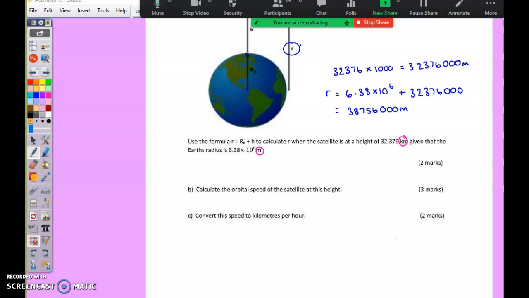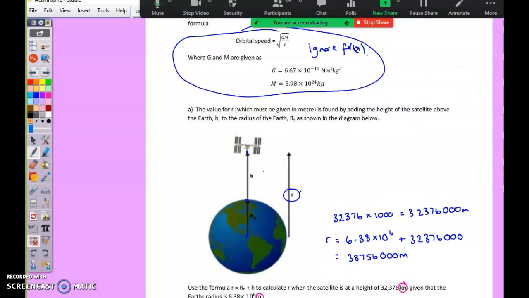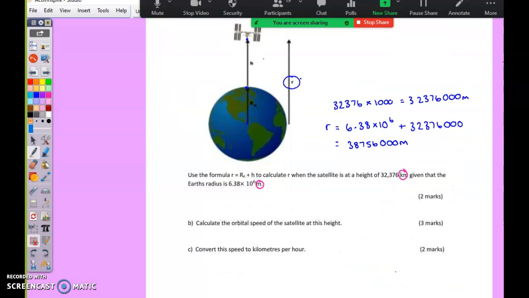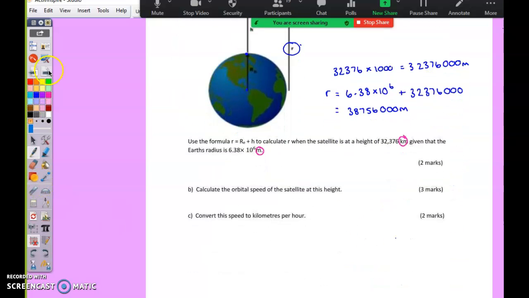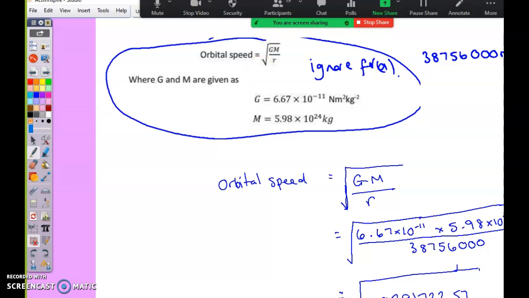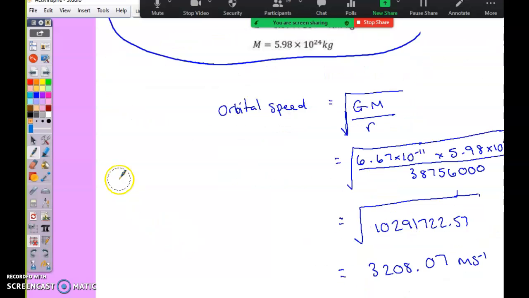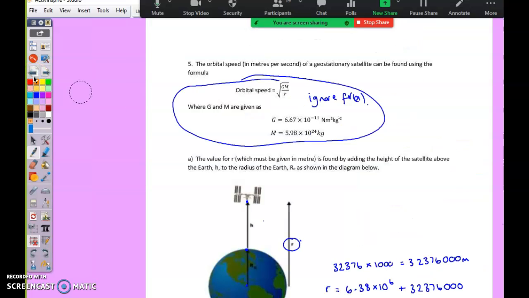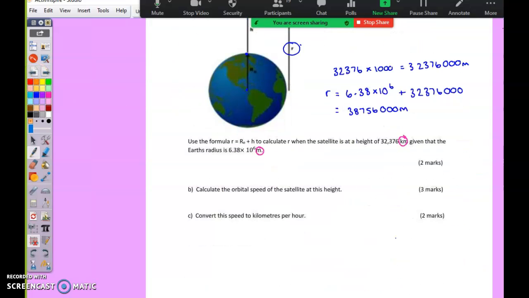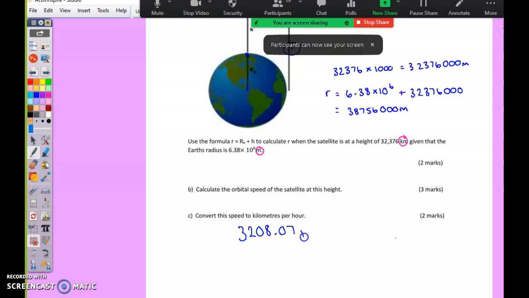Okay, last wee bit then, part C, we want to convert this speed to kilometres per hour. So right now, I must have deleted my answer. 3,208.07 metres per second. Okay, so that's my speed right now, and right now it's in metres per second. I want to convert the speed to kilometres per hour.